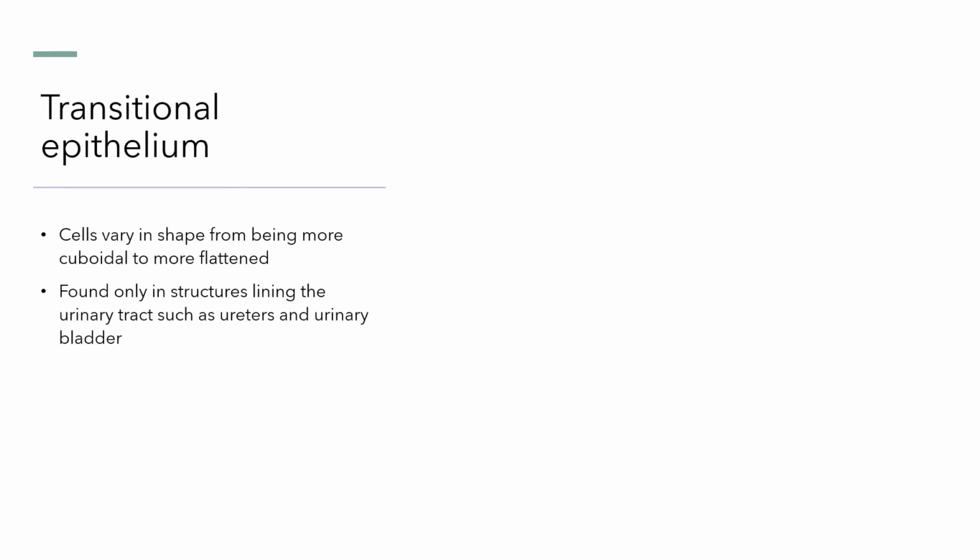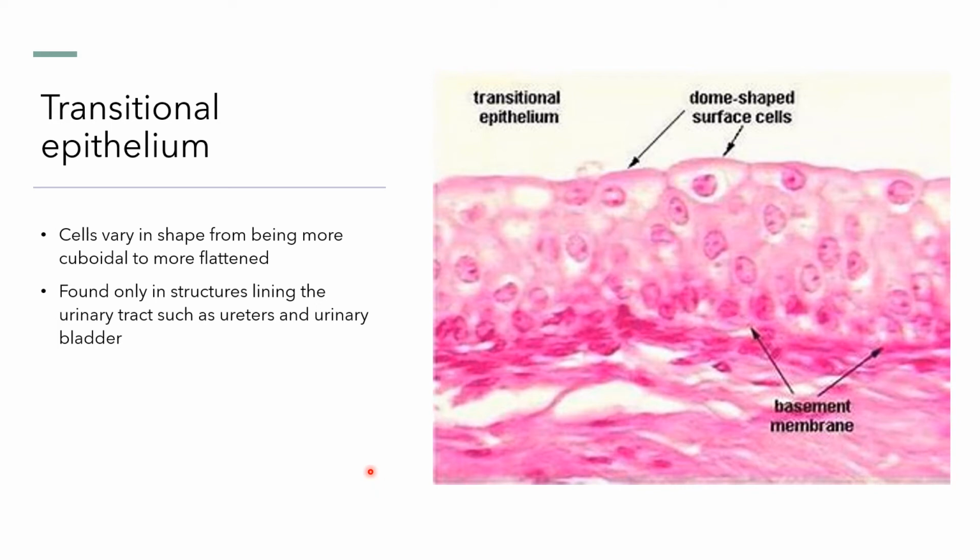Transitional epithelium. Cells vary in shape from being cuboidal to more flattened. And as I mentioned in the beginning of this lecture, they're only found in structures lining the urinary tract, such as the ureters and the urinary bladder. So this is your transitional epithelium. You've got your dome-shaped cells and you've got your more flattened cells at the bottom.